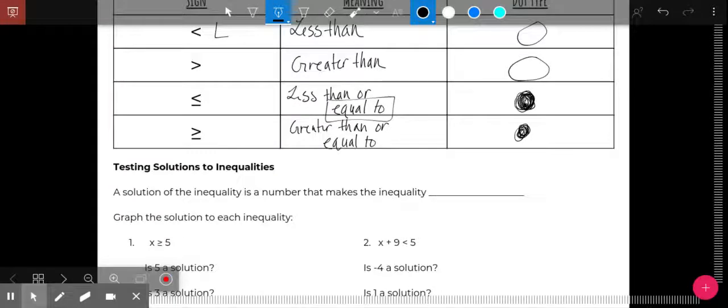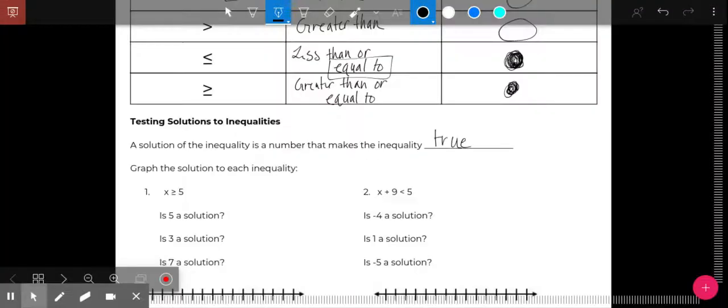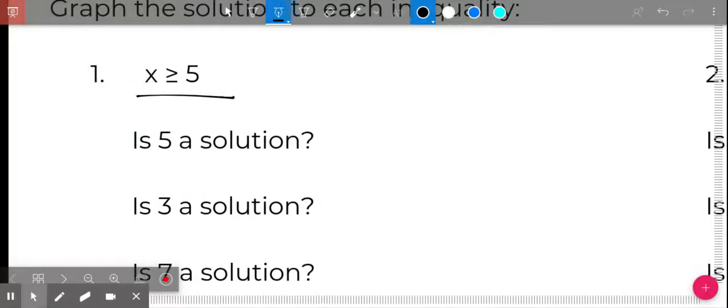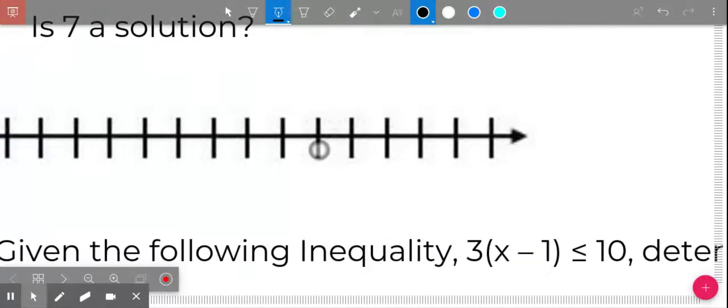So looking at these, we're first going to test some solutions. So remember, we're always testing solutions to see if they're true. So a solution of the inequality is a number that makes the inequality true. Just like with equations, our inequalities have to be true as well. So looking at our first one, it says graph the solution to each inequality. Okay, we know we're going to be starting at 5. So we can go ahead and start by setting up our number line with 5, then a few numbers that are bigger, and a few numbers that are smaller.